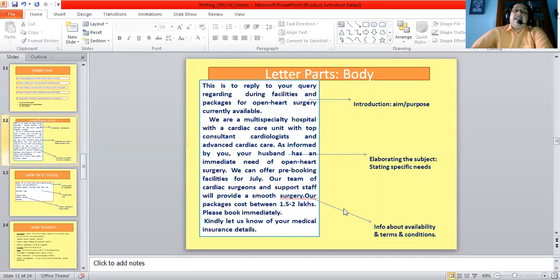So there in the body of the letter, it's a multi-specialty hospital with highly advanced facilities for cardiac care, with a cardiac care unit. They're top consultant doctors. So you have to make a booking for that. And there's a team of surgeons, and the cost of the surgery is also mentioned between 1.5 to 2 lakhs. And finally, is asking about medical insurance details. So this is the body of the letter.